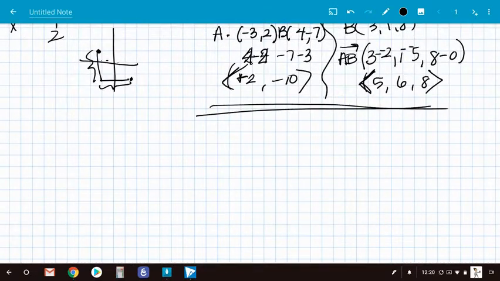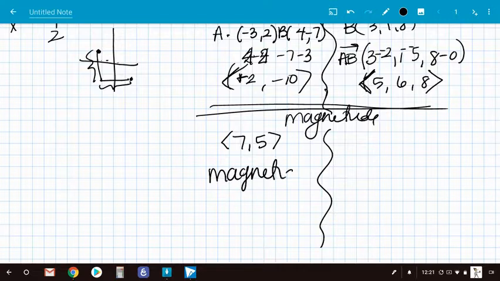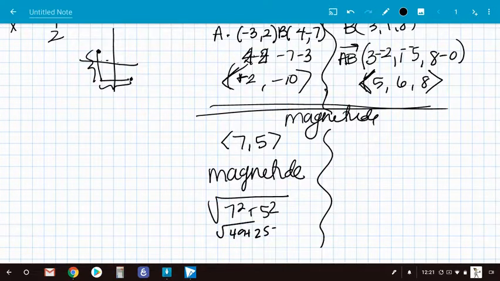The other thing that's the same is finding magnitude. Okay, so when we find magnitude, when we were in 2D, if I gave you a vector, let's say it's <7, 5>, and asked you to find the magnitude, you would square both of them, add them together, and square root them. So the square root of 49 plus 25, square root of 74.